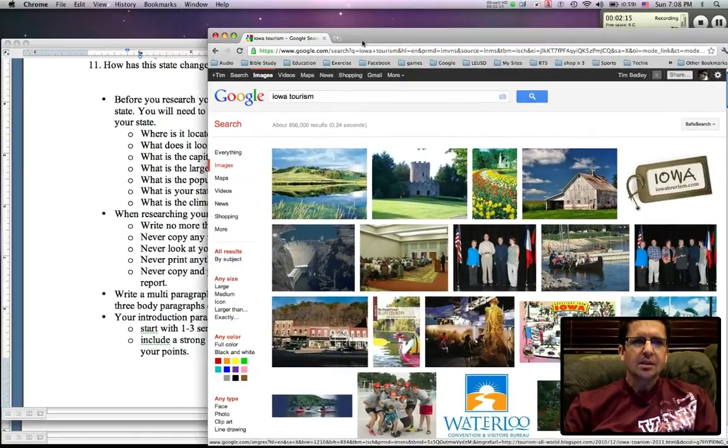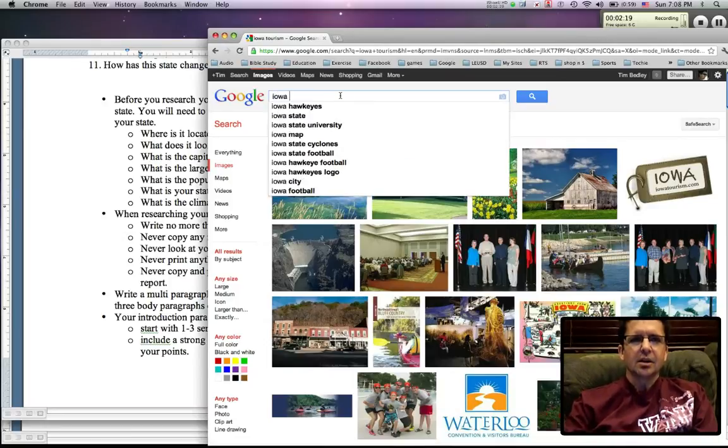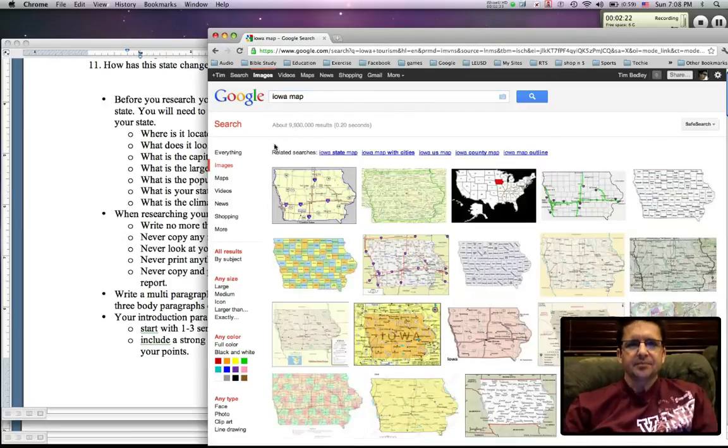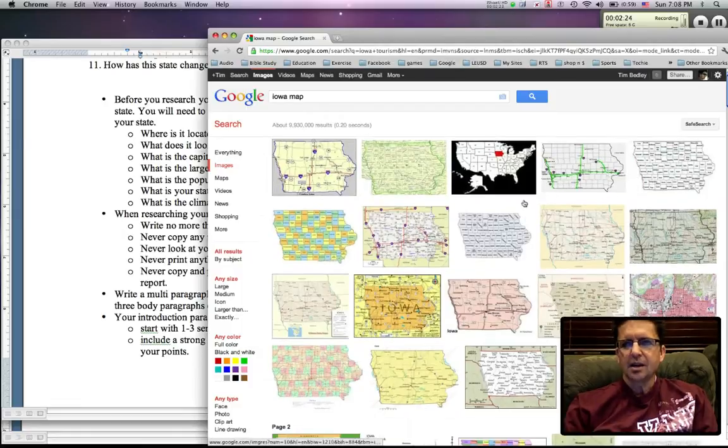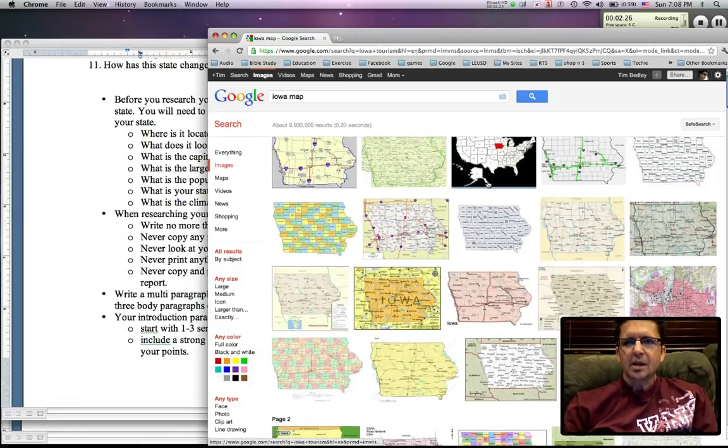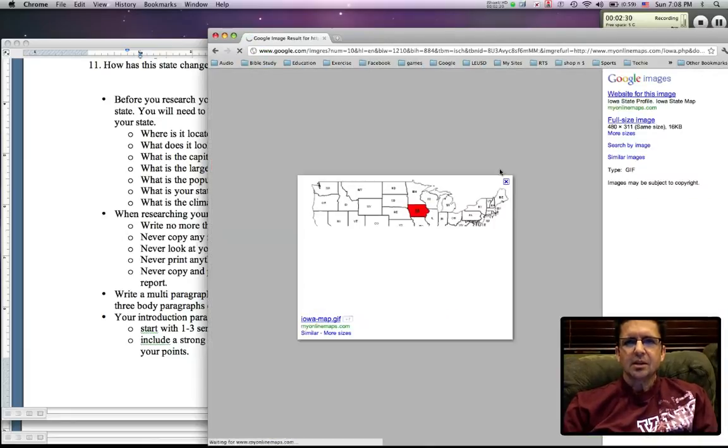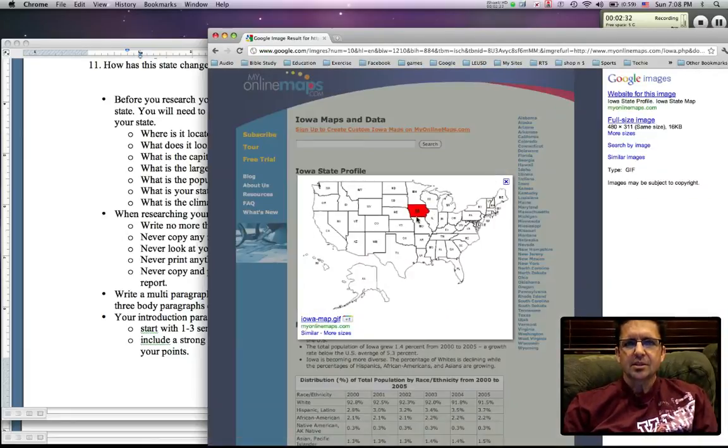Where is it located? So maybe you're going to take a look at Iowa map. And here's a map of Iowa. That doesn't really tell us where it's located. It shows us the shape of the state. But we can see right here we have a map of the United States, and the red one there is Iowa. So I can see that it's located right below Minnesota.